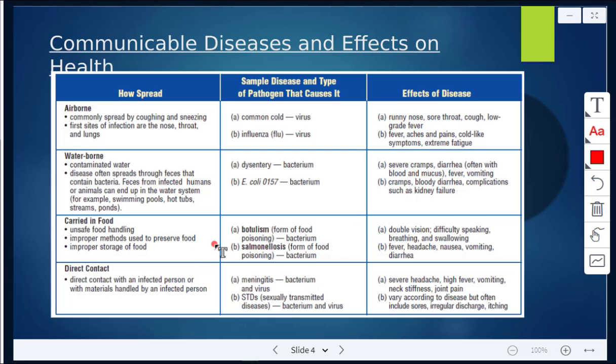Another example, salmonellosis. It's a form of food poisoning. Again, it is from a bacteria. And effects: fever, headache, nausea, vomiting, and diarrhea.